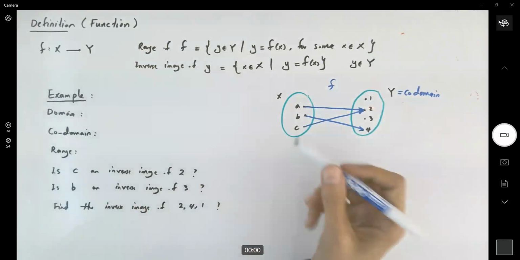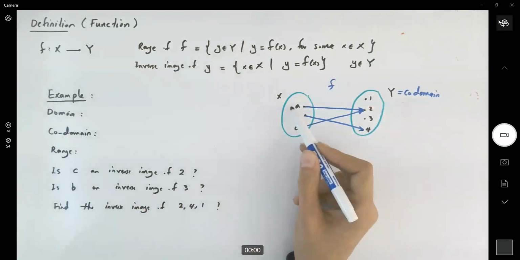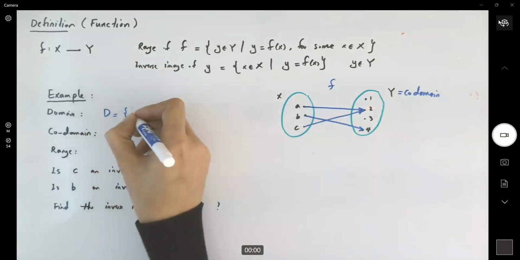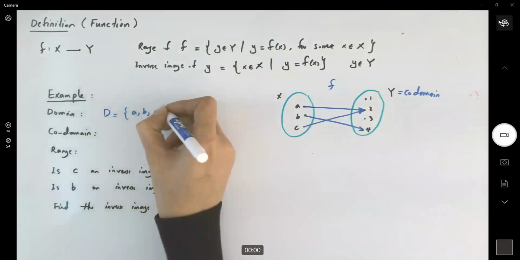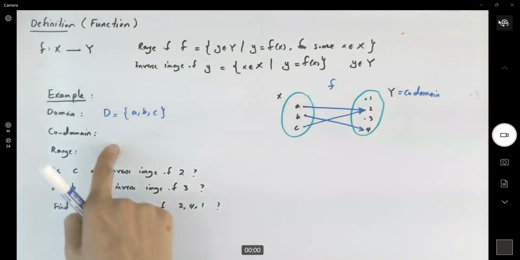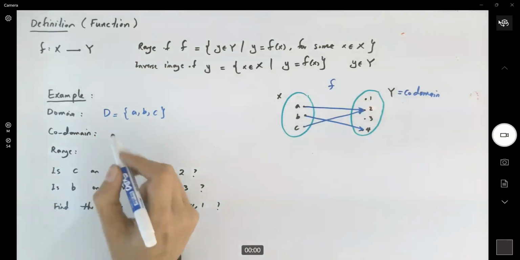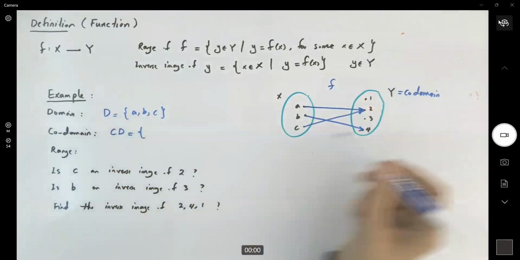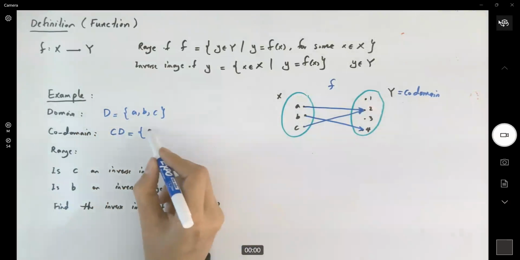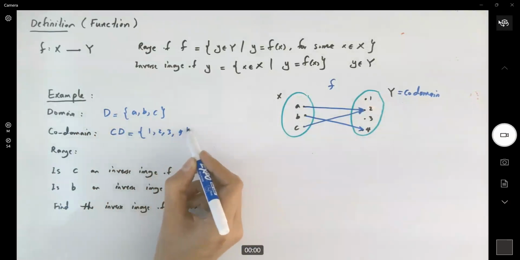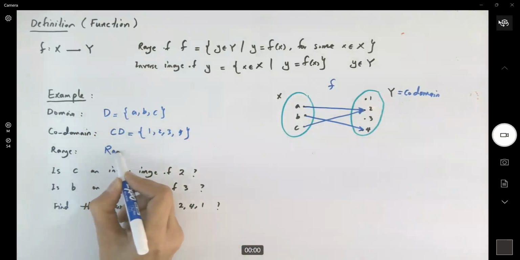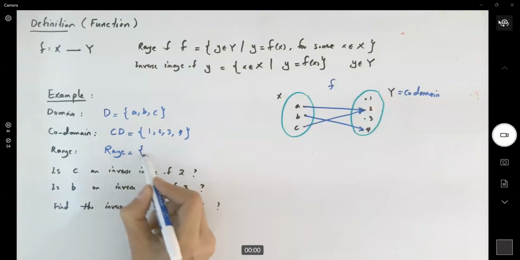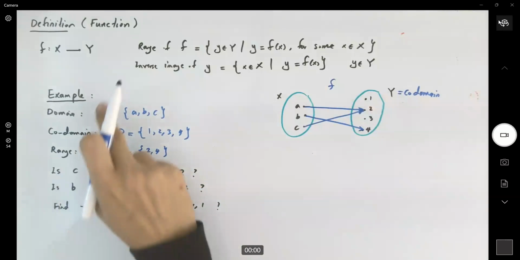So what's the domain of this function? The domain is a set including A, B, C. So the domain is A, B, C, a set including these 3 elements. Codomain is this larger set. So codomain is the set including 1, 2, 3, 4. What is the range? The range of the function just includes 2 and 4, 2 elements, 2 members. Okay, this is the domain.